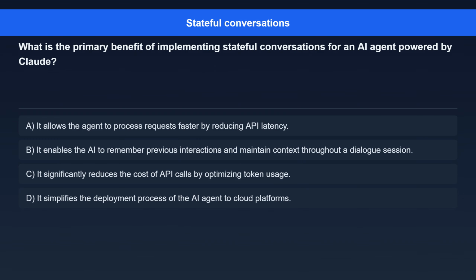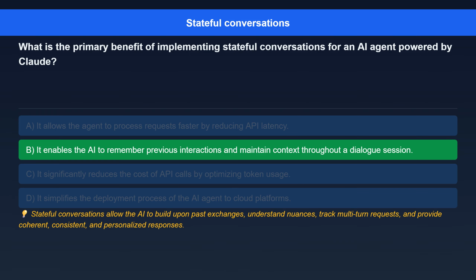Question 4. What is the primary benefit of implementing stateful conversations for an AI agent powered by Claude? Option A. It allows the agent to process requests faster by reducing API latency. Option B. It enables the AI to remember previous interactions and maintain context throughout a dialogue session. Option C. It significantly reduces the cost of API calls by optimizing token usage. Option D. It simplifies the deployment process of the AI agent to cloud platforms.